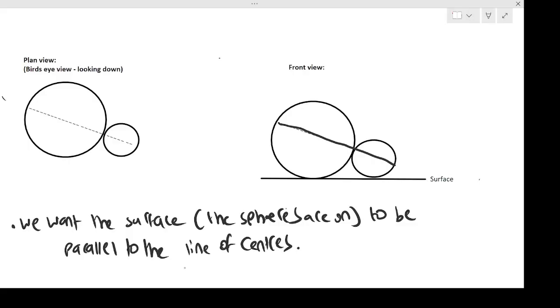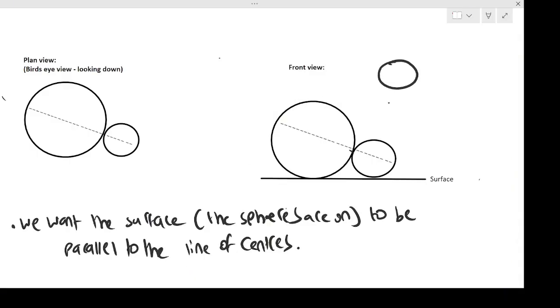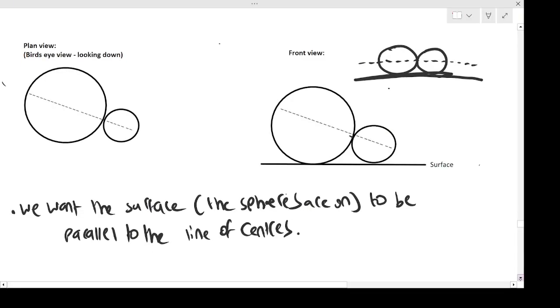But as you can see here, the two spheres have different radii. One's clearly got a bigger radius than the other. That causes the line of centres to become sloped and disjoint, like that. If the two spheres were of equal radii, like that, then you can see the line of centres will be parallel and match the surface. And so that's the underlying assumption we've been using.